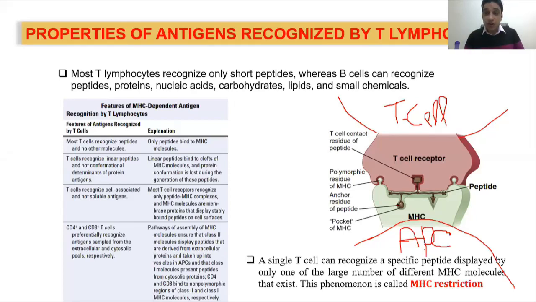The reason why it is called the major histocompatibility complex is that the MHC is made up of multiple proteins, multiple receptors.